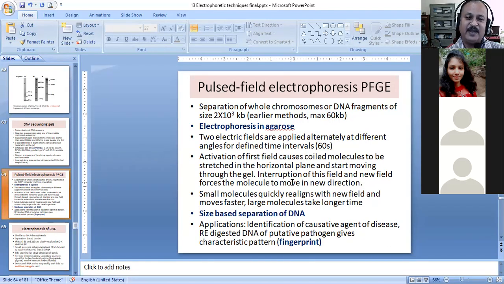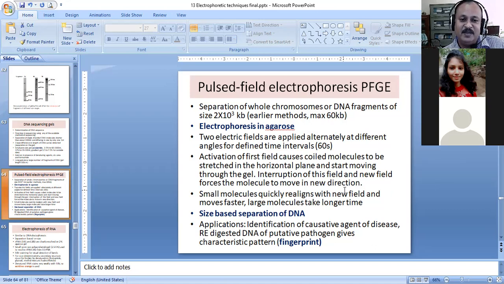Is it okay? And then depending upon the size of the molecules, the DNA will get separated. Small molecules can quickly realign. If you change the direction of the electric current, then the small molecules will quickly align and they will go faster. The larger molecules will take some time. And therefore, essentially, pulse field electrophoresis is a method for separating different sized molecules of DNA or RNA, it may be. But usually DNA, because DNA could be a large molecule. The whole chromosome of DNA can be involved in the sample, isn't it?